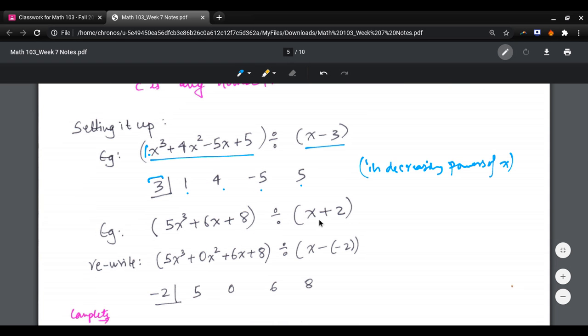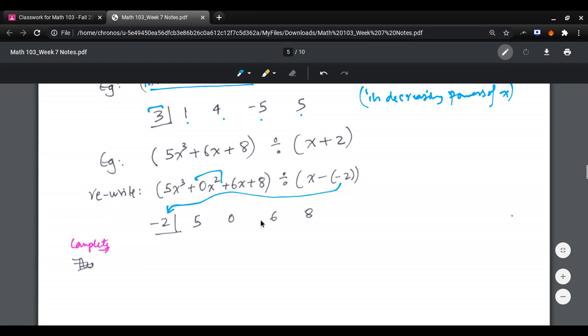Now, a second scenario is if you're dividing by x plus 2, you rewrite x plus 2 as x minus negative 2 so that the c term becomes negative 2. And if you have something missing, again, we use the same trick of rewriting it as 0 times x squared. So you have to make sure that, for example, if it's cubed, then there are going to be 4 numbers here. Now I'll show you how to do the actual division.